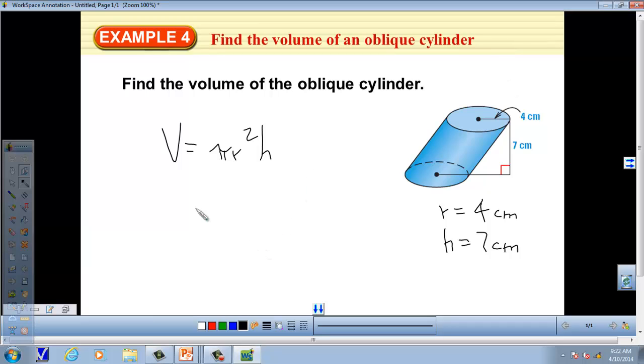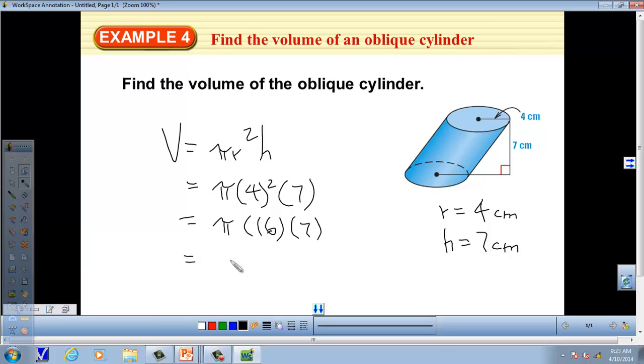We're going to plug everything in here. So we get pi times the radius, which is 4 squared, times 7. And if we do that, we get pi times 16 times 7. 16 times 7 gives us 112. So we get 112 pi. And if we get our calculator, 112 times pi to 2 decimal places, it would be 351.86 cubic centimeters.